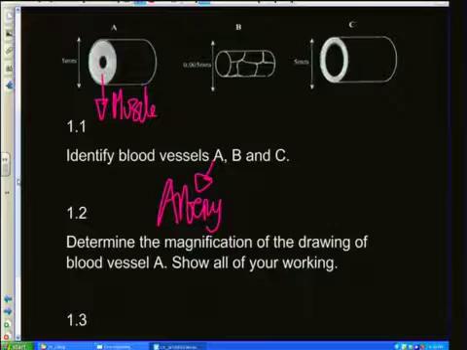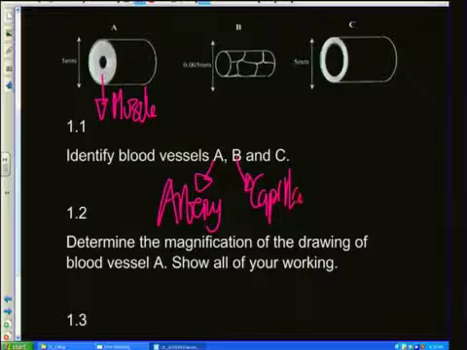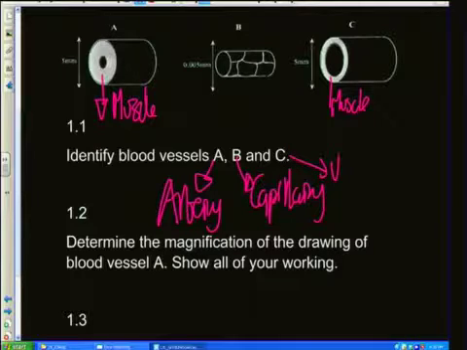If you look at number B, it's small, it's thin. Look, it's much smaller than the other two. It's very, very narrow. Only one layer. That is going to be our capillary. Number C, yes, it still has muscle because we still need to get the blood pumped to the heart, but it has less muscle than my artery. It has a larger lumen. So what is that? That is then going to be our vein.